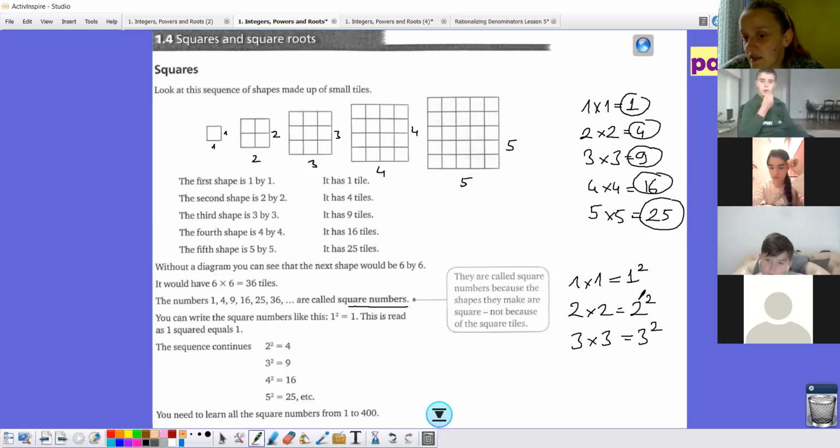But how we are writing them? 2 to the power of 2, or we call this one 2 square. 3 times 3, I'm multiplying by itself. So this is 3 square, okay? What will be 4 times 4? 4 square. 5 times 5.